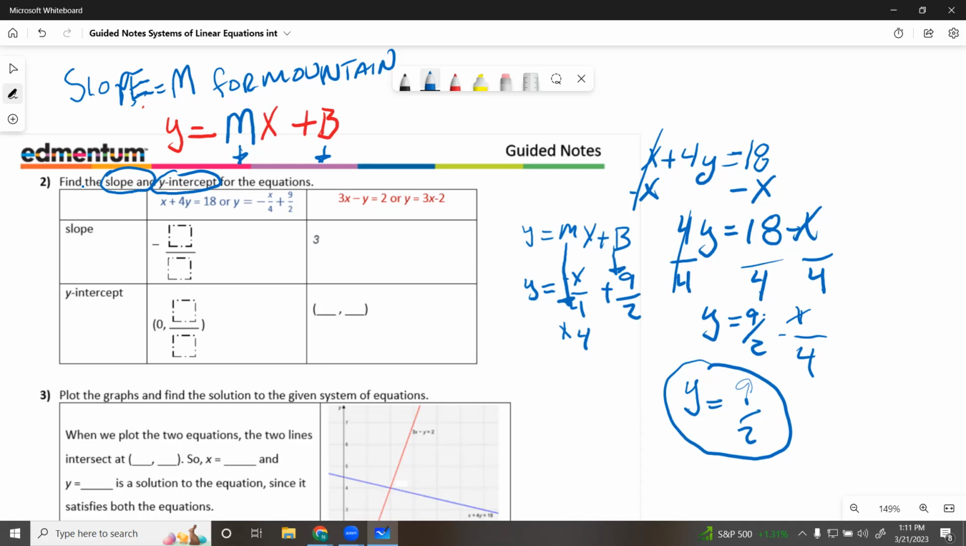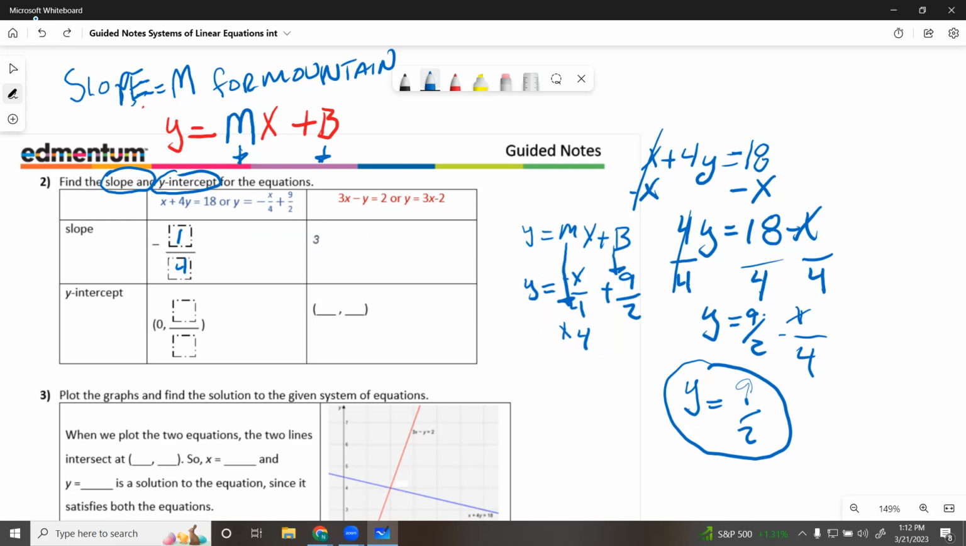Well, on mine, I have x and 4. But their answer key, the answer key on the guided notes, has 1 and 4. I'm not exactly sure how we got from this negative x over 4 to negative 1 over 4. I apologize. I wish I did. But I'm not really sure.